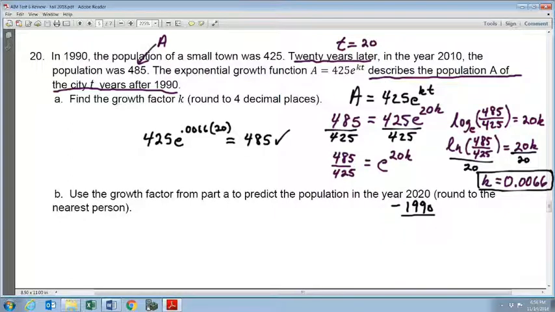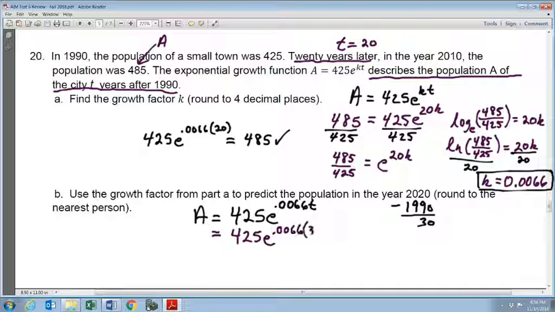Now notice in B it says use the growth factor from part A to predict the population in the year 2020. Well, if you subtract from 1990, that was the starting year. Our time, remember, time is the number of years since 1990. This is going to be 30 years. So our t is 30. Let's go ahead and plug in our numbers. Actually, it's just the 30 and the k that we had found before. And when you do that, you should get 518. All right, and so we'll go ahead and stop the video here.